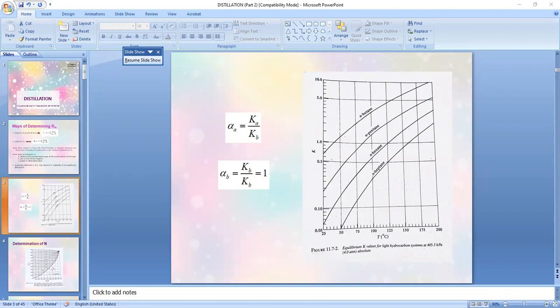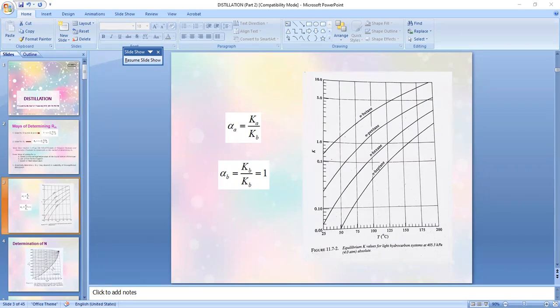Okay? Check the equivalent of these equilibrium K values in your Perry's Handbook because it's the one that you're going to use. Okay, I just took this one because this one has only four and it's easier to have it pasted in here. So this is how you get the alpha.